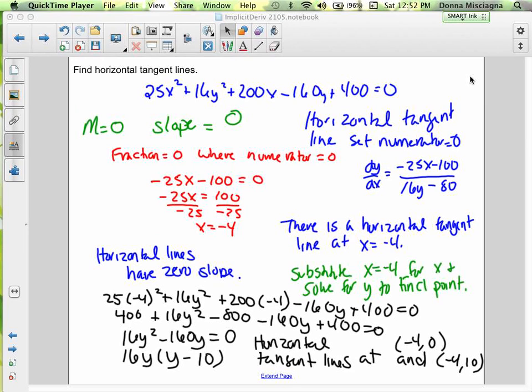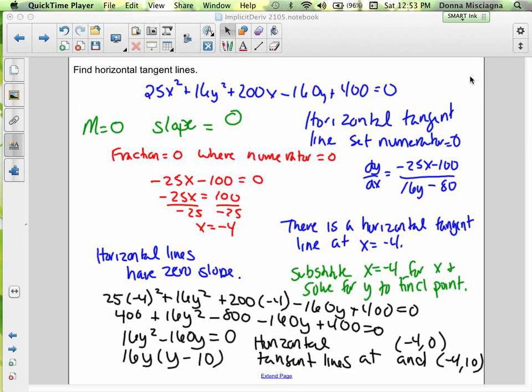We did this problem in class. We found the horizontal tangent lines, and we found that they were at x equals -4. And you were all thinking, well, if it's a horizontal line, shouldn't it be going through the y-axis? That's just the x location. We have to find the y location. So this will be at a point, not necessarily through the y-axis.